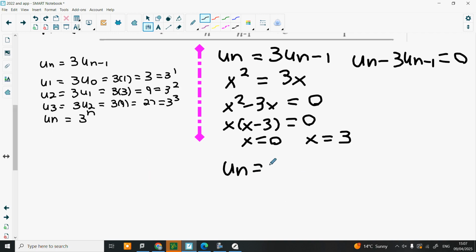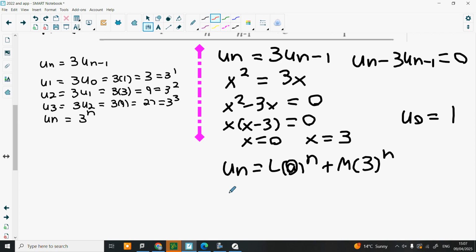And we all know the formula for this. un equals L times 0 to the power of n, yeah? Plus m times 3 to the power of n, yeah? And we all know that u0 is 1.